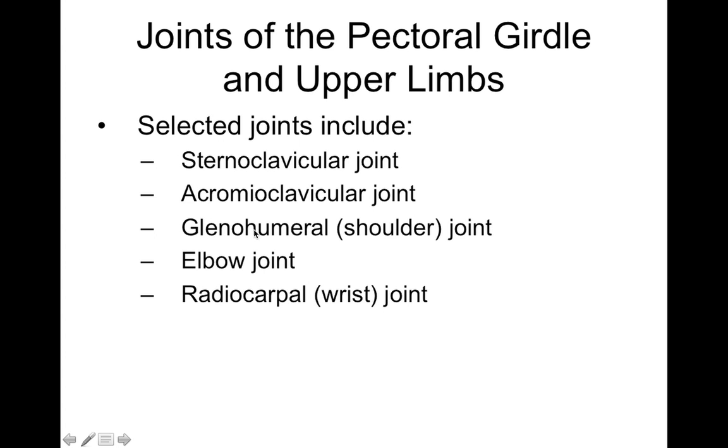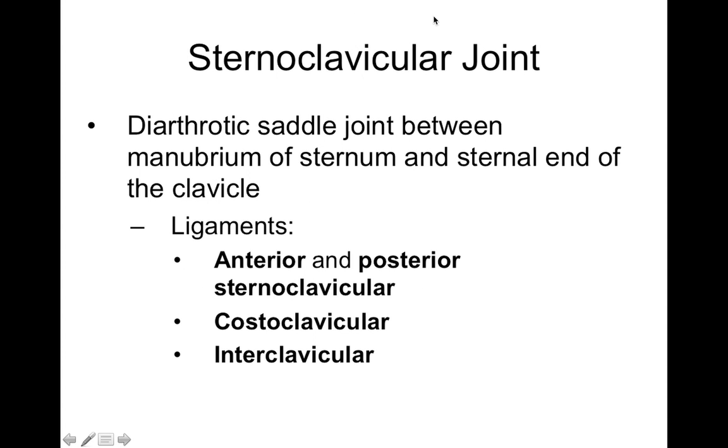Now, the glenohumeral joint, right? Glenoid cavity in the scapula, and the humerus. So the glenohumeral joint is your shoulder joint. The elbow joint we'll talk about in terms of the ulna and your humerus, and the radiocarpal or wrist joint we'll talk about as well. So the sternoclavicular joint is basically this diarthrotic saddle joint that you find between the sternum and the clavicle.